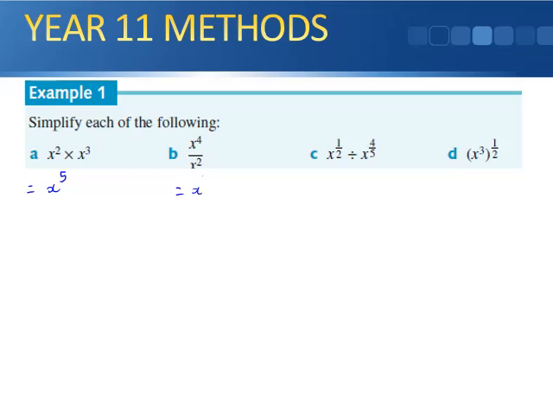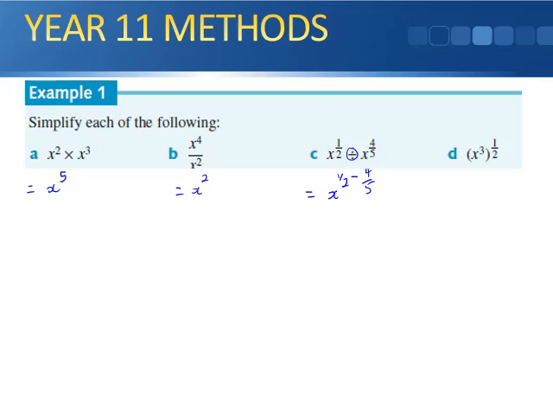Simplify each of the following. For this one here, it's times, same bases, so this is just x to the 5. This one here, it's a division, so this one is just x squared. 4 minus 2 is 2. I'm not showing you all the steps here. I'm pretty sure you guys should know how to do this. This one here will be x.